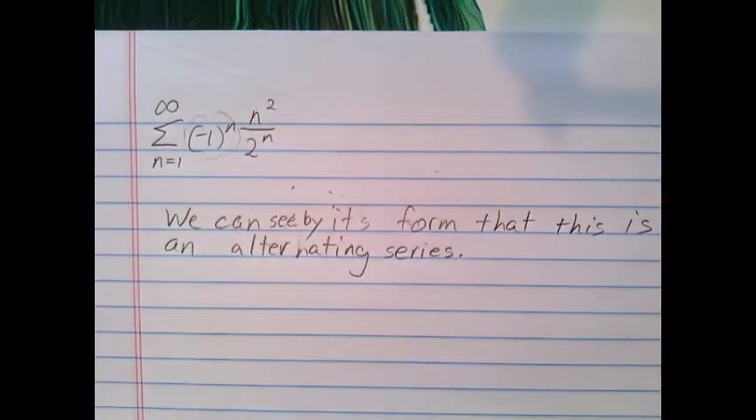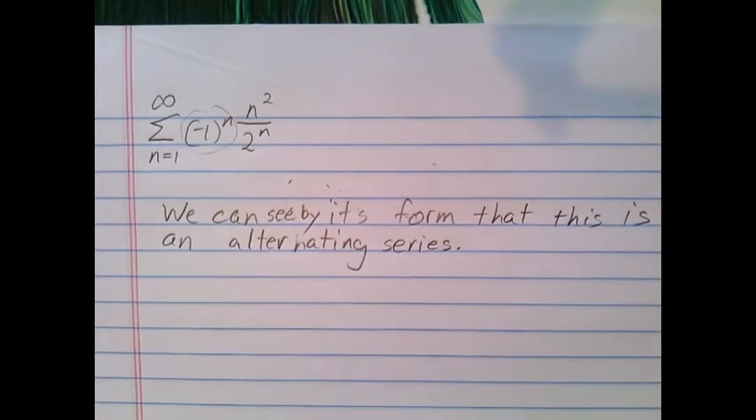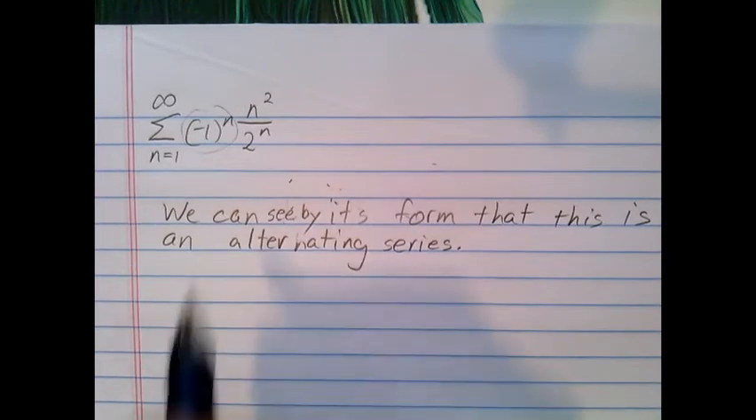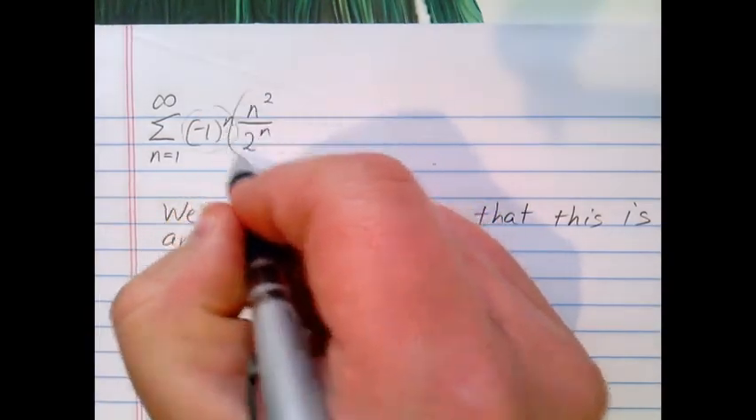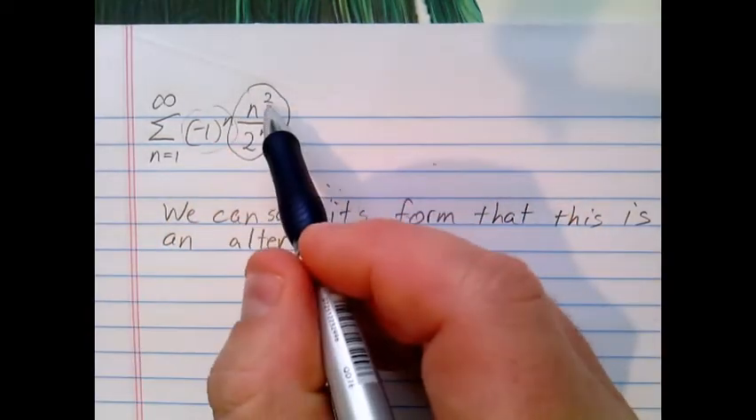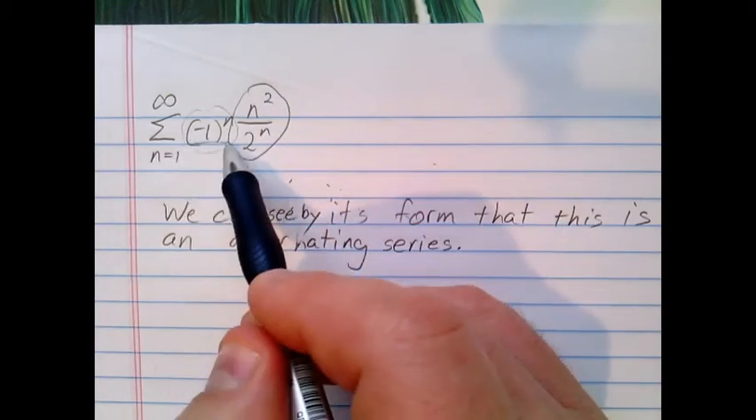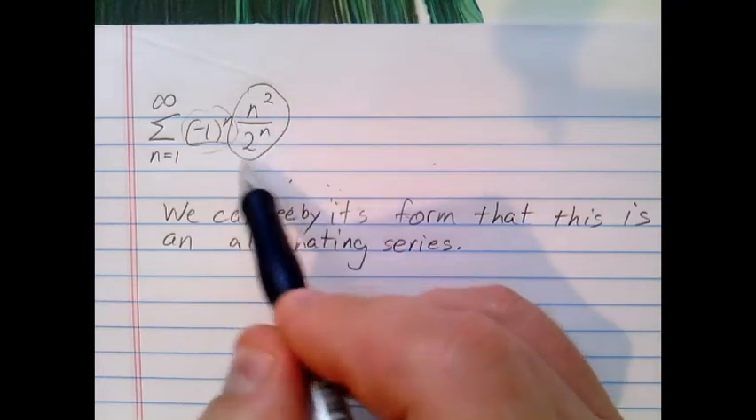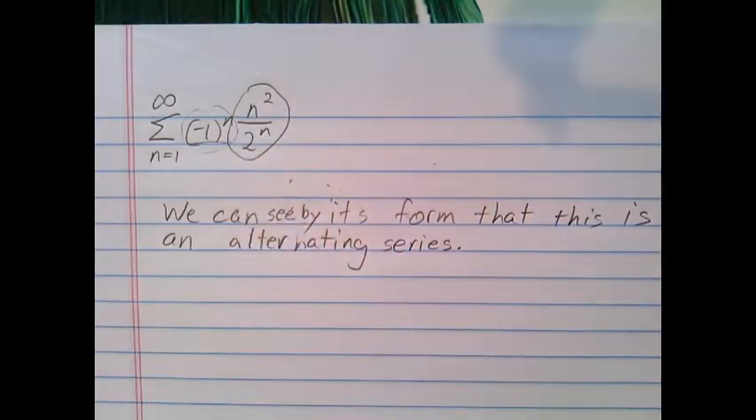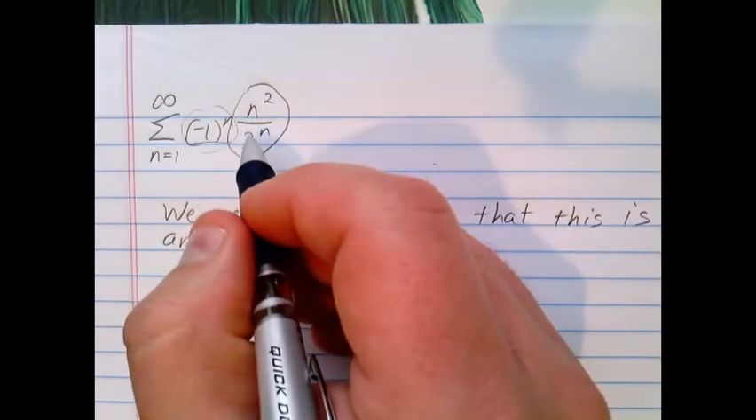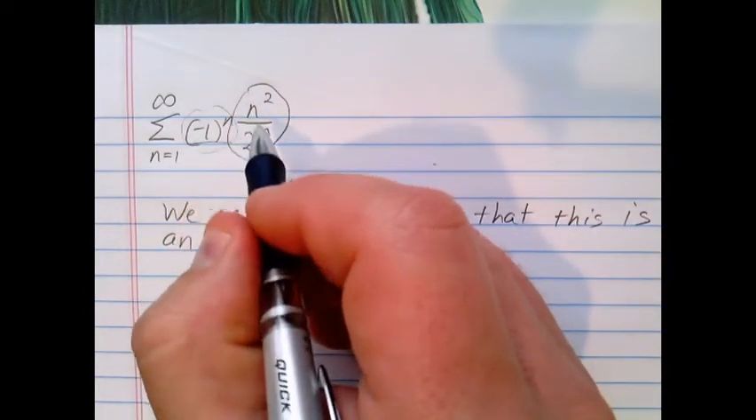Okay, but we also need to show what? We need to show that the terms go to 0 and that they're decreasing. Okay, the absolute values of the terms. So from here on out, we're going to focus on this part here, the n squared over 2 to the n. The first part just gives us the signs, but the other conditions of applying the alternating series test rely on what the book is calling b sub n, the rest of it.